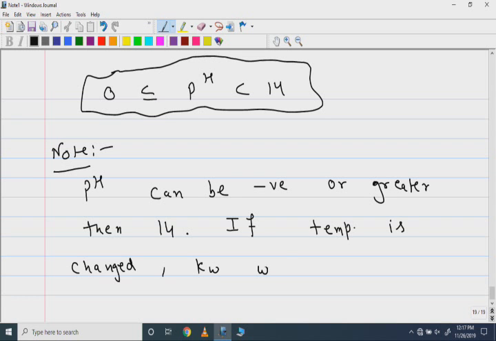Kw will be changed. Therefore, pH can also change. Copy. Okay, let's move on.